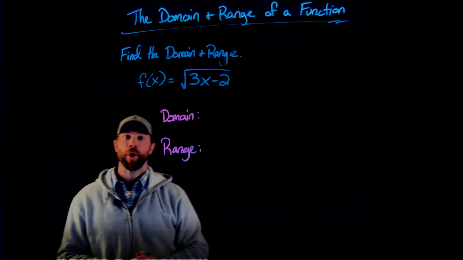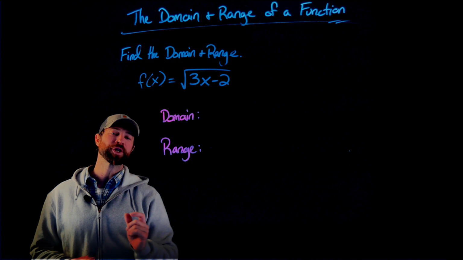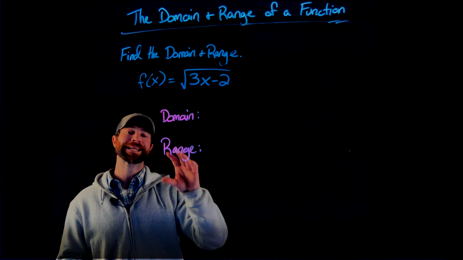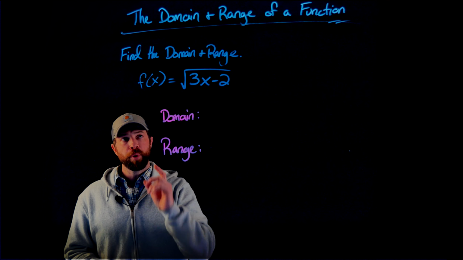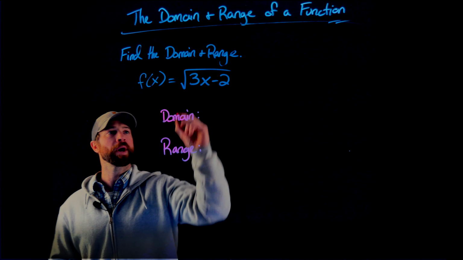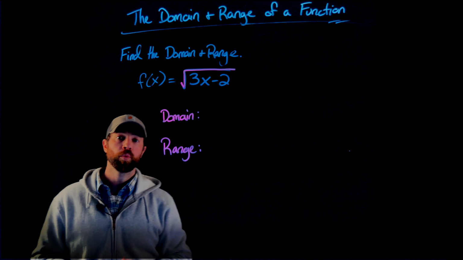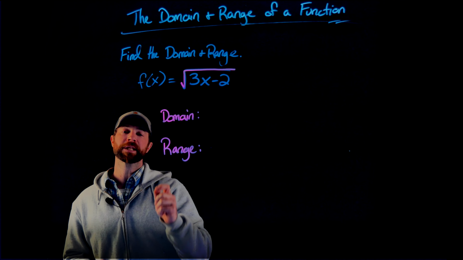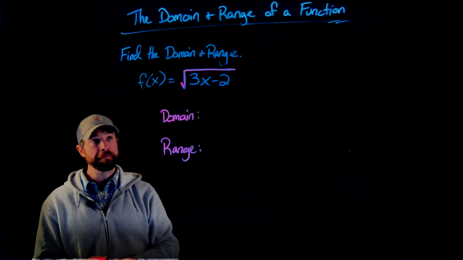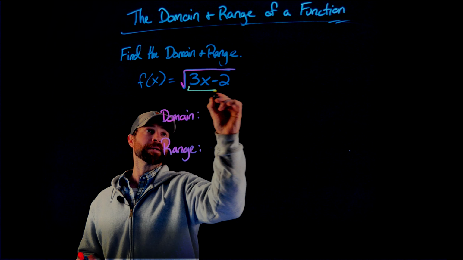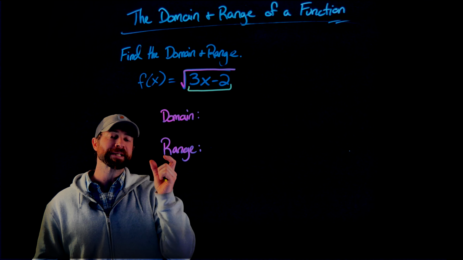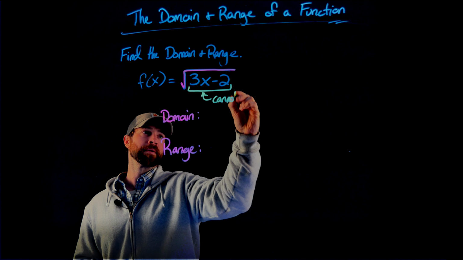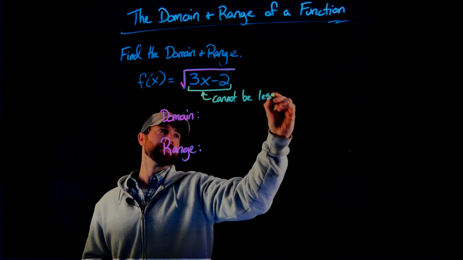All right, now we have something that has an interesting domain. In this case, our function is f of x equals the square root of 3x minus 2. The important issue here is this square root right here. When we are talking about functions of real numbers, we know that we cannot take the square root of a negative. Therefore, this expression right here, the stuff under the radical, cannot be less than 0.